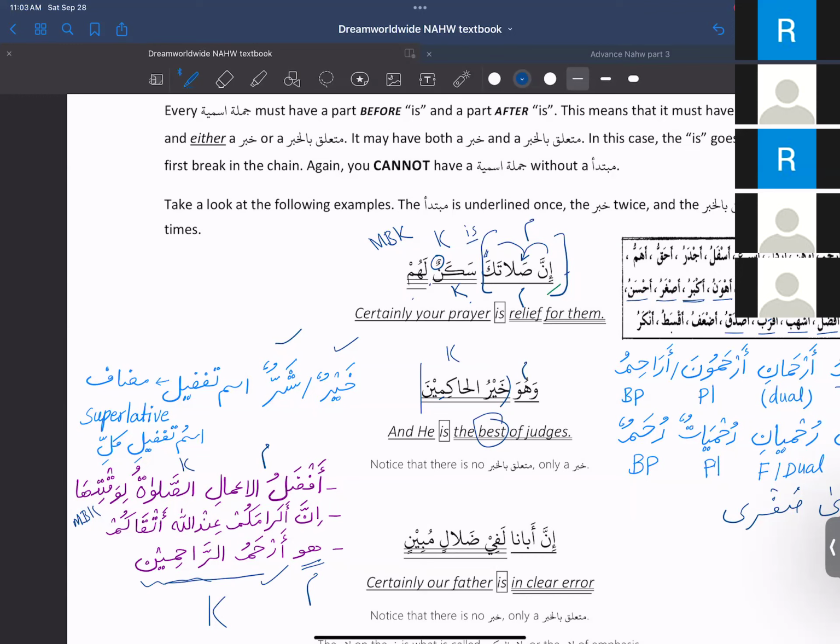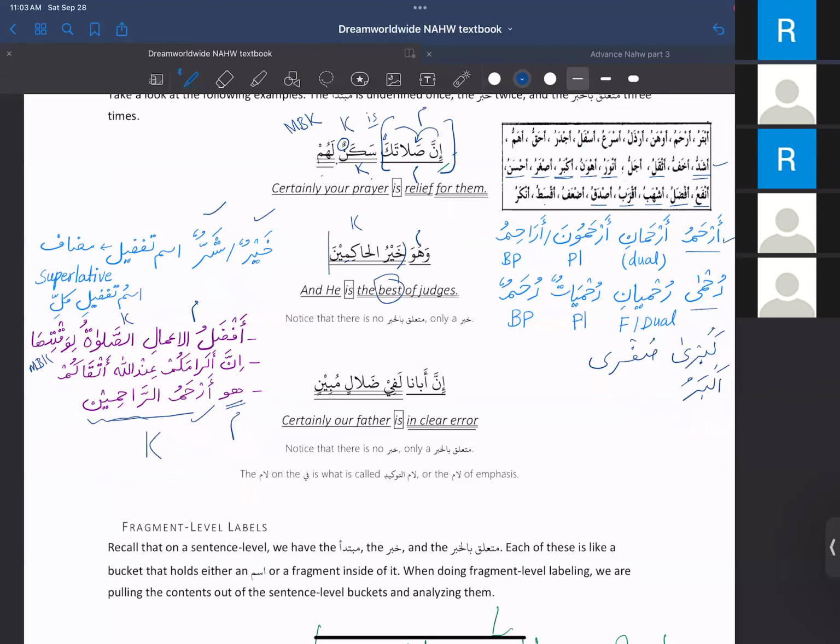So that was ismu tafdeel: khair, sharr, and all these on the list. We just need to get familiar that whenever we see an ism on the pattern of akbaru, asgaru, ahsanu, then this is ismu tafdeel. And its feminine version is interesting. It's going to be on the pattern of kubra, sugra. What would be the feminine from ahsanu? How can we derive the feminine version? Husna. Yes, husna. From anfau.